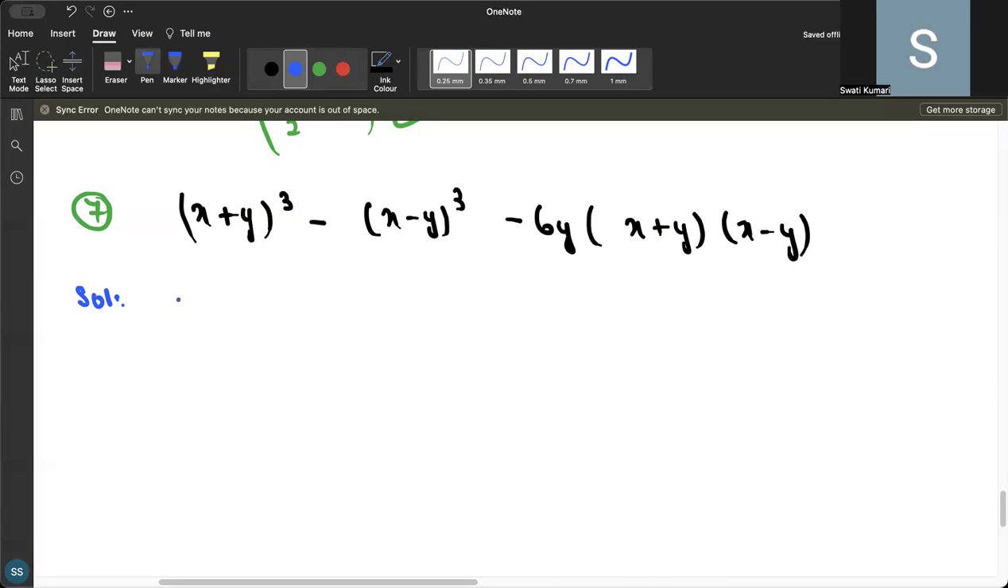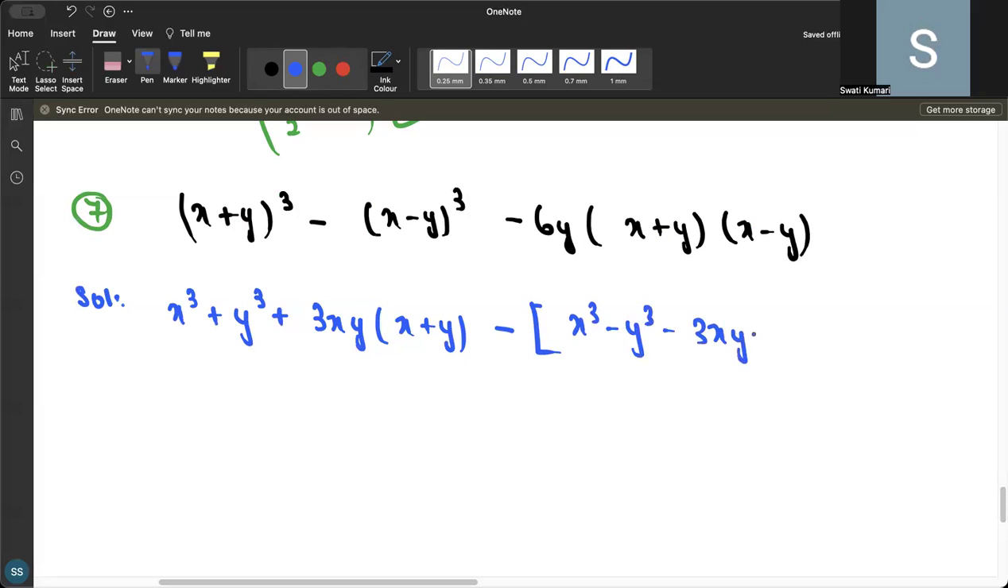We can just simplify. So what is a plus b whole cube? We know a cube plus b cube plus 3ab into a plus b. So this will become x cube plus y cube plus 3ab, that means 3xy, into a plus b, that means x plus y. Here minus sign is there. Okay, so let's put everything in a bracket. a cube minus b cube minus 3ab into a minus b. Minus, if you simplify this part, it will become minus 6y. And this part is x plus y into x minus y, which is nothing but x square minus y square, because that is in the formula of a plus b into a minus b, which is a square minus b square.